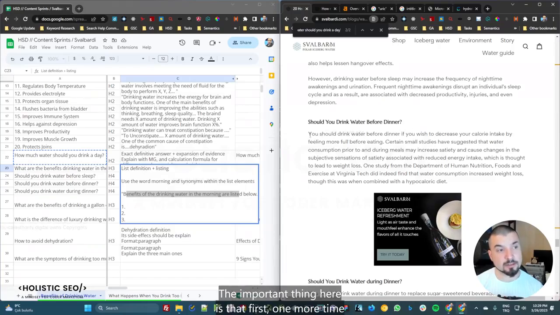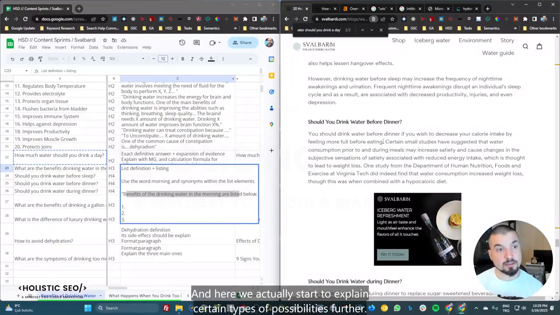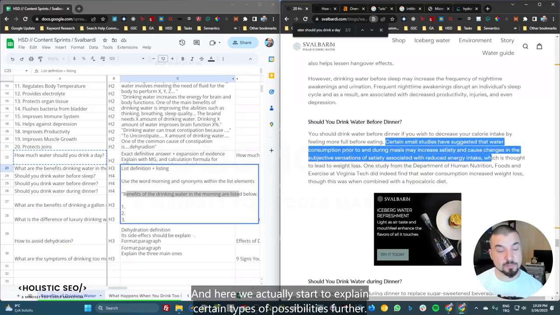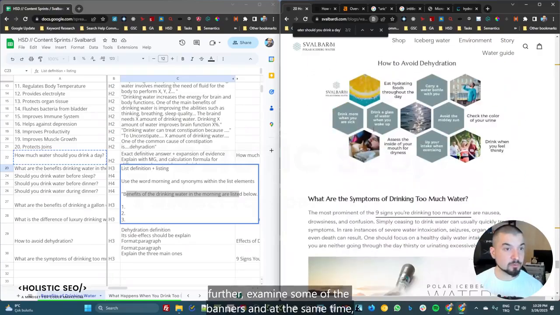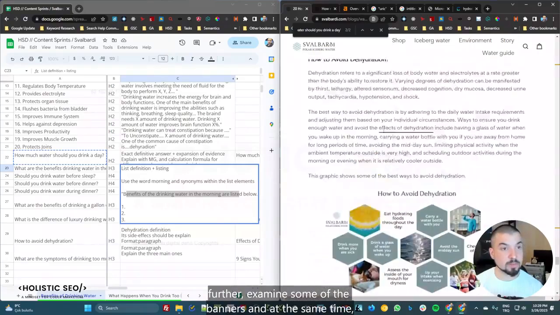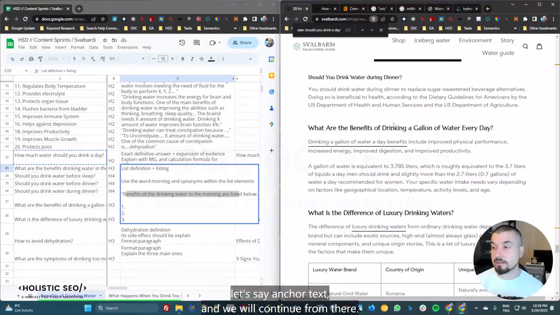Important thing here is that first, one more time, we protect the question format, we give our answer, then the if section comes later. As in, according to the type of sentences, the if sentences should come after your declaration as well. And here we actually start to explain certain types of possibilities further. And in the next lecture, we will see these ending sections a bit further, examine some of the banners, and at the same time, let's say, anchor text, and we will continue from there.